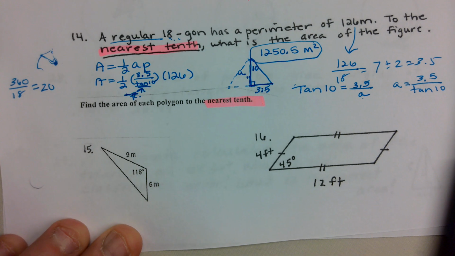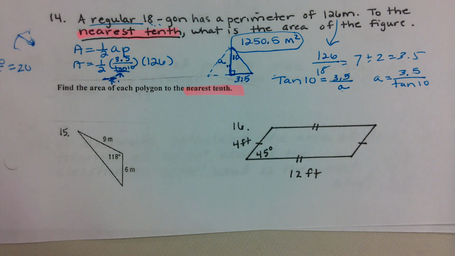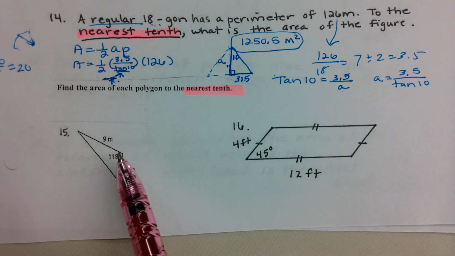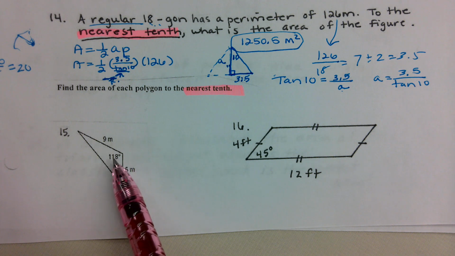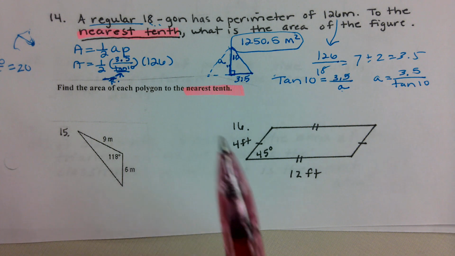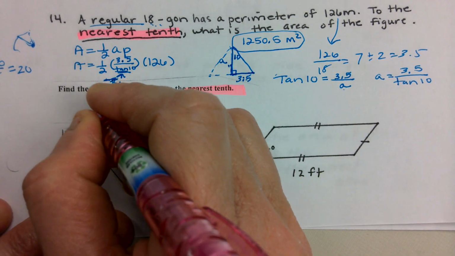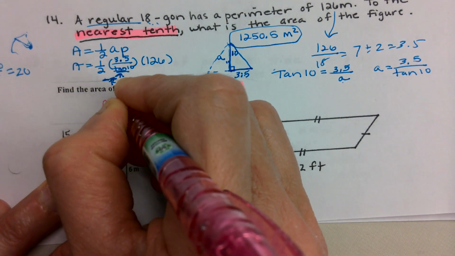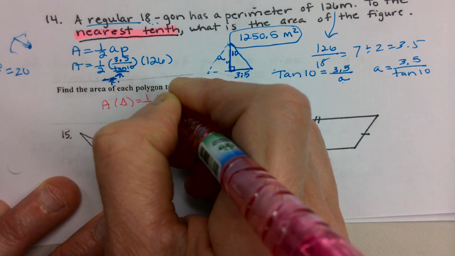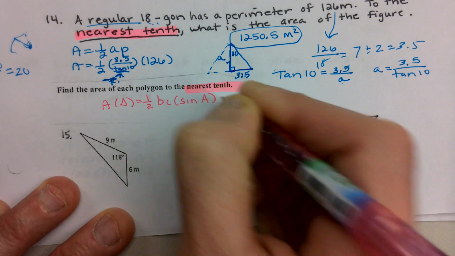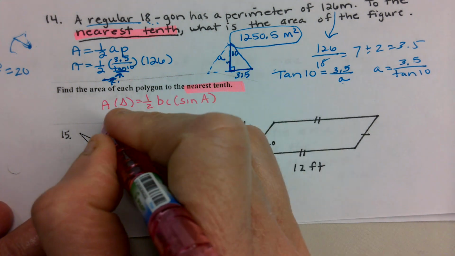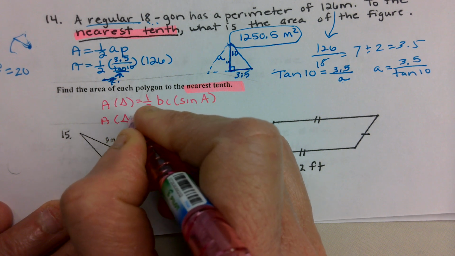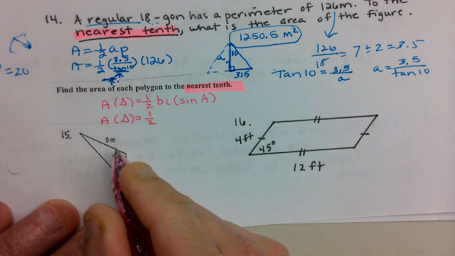The next two problems are using this theorem, which I actually will put on the board. This isn't quite as important. It's to figure out the area of a triangle when you're given two sides and the included angle using the sine function. So it's a different formula. Area of a triangle equals 1/2 BC sine A. I hope I remember to write it on the board. If not, remind me.